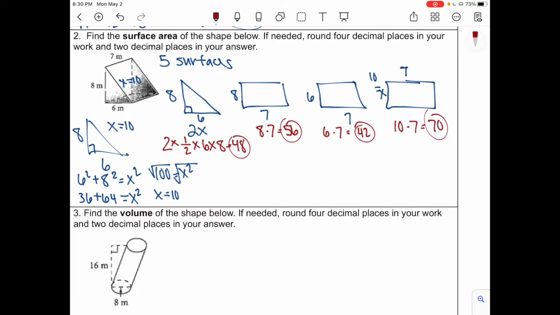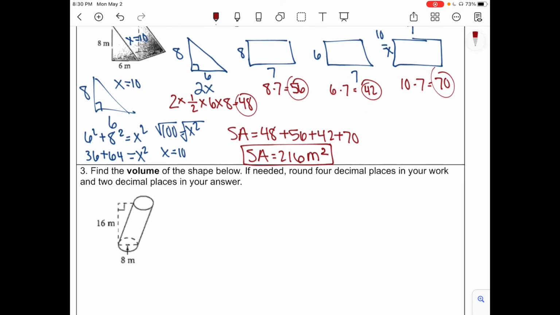Okay, so now that we have all these, I'm going to add them together. I like to circle my work as I go. So the surface area is 216 meters squared.